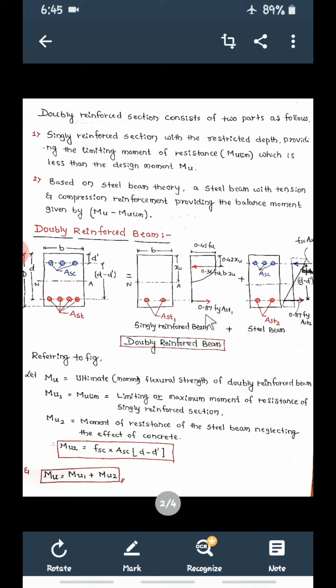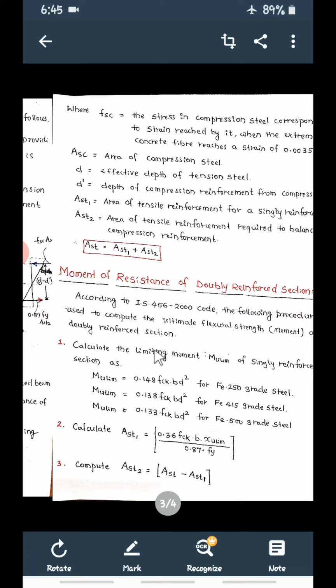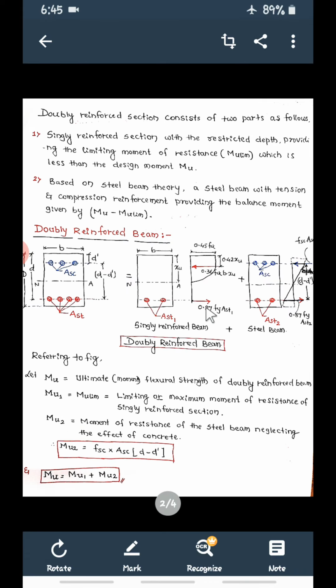Now see here. The force is what? Stress into area: 0.87 fy Ast1. Now there are 2 forces in this case. One is the force in the steel, that is tensile steel Ast1, 0.87 fy Ast1, and this is the force in the concrete here. So what is the force? 0.36 fck b into xu. Equate these two. For equilibrium these two must be the same.